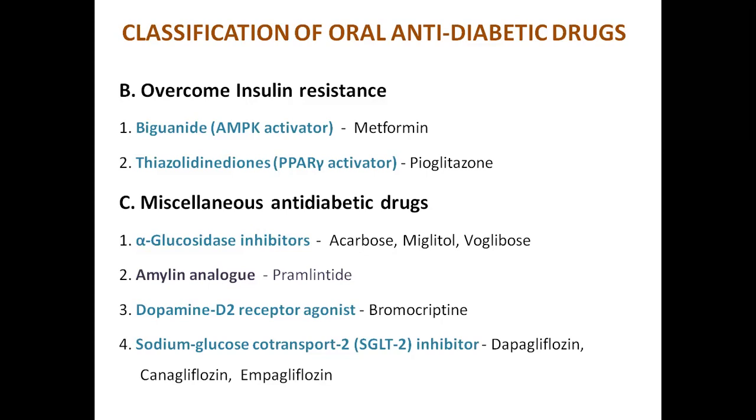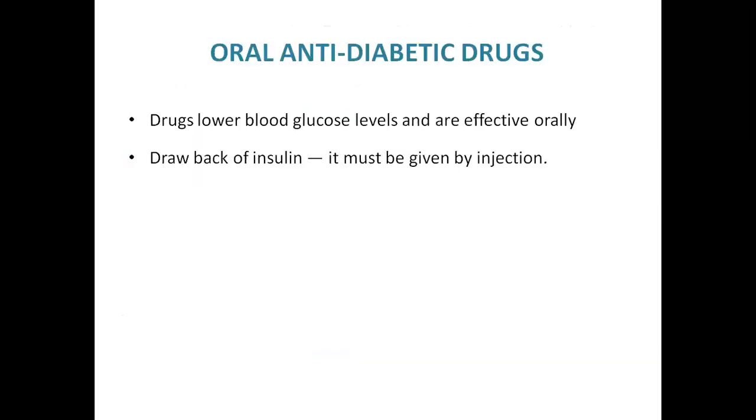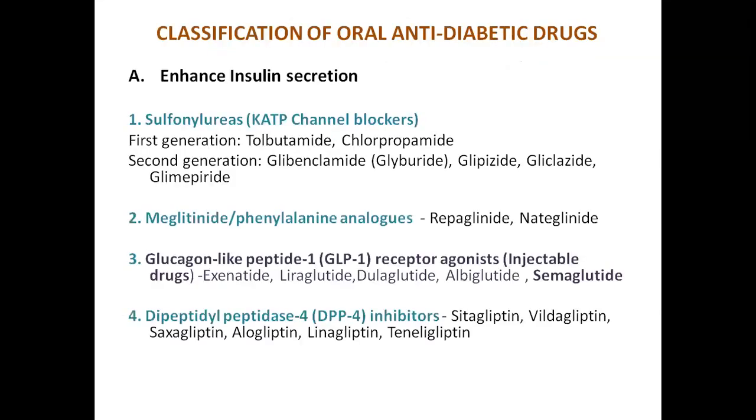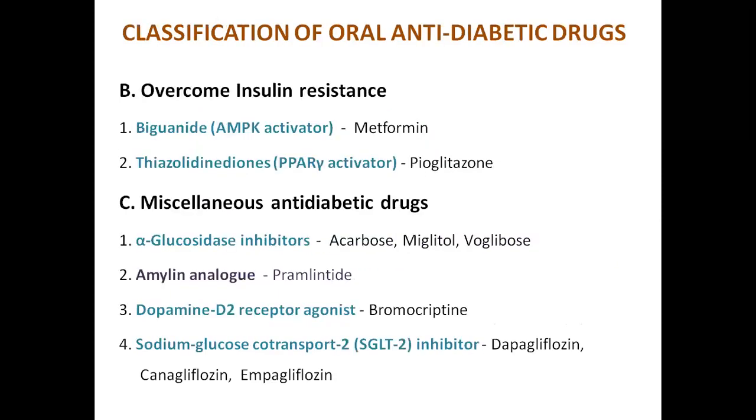Then we have the new group of drugs which are widely employed in the treatment of type 2 diabetes. They are sodium glucose cotransporter 2 inhibitors, SGLT2 inhibitors. The drugs are dapagliflozin, canagliflozin, empagliflozin. Hope you have understood the drugs which are used in the treatment of diabetes, that is the insulin preparations as well as oral anti-diabetic drugs. A few drugs in the category of oral anti-diabetic drugs, like GLP-1 agonists as well as amylin analog, are administered through the subcutaneous route.